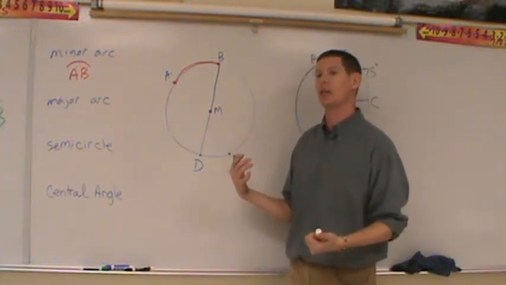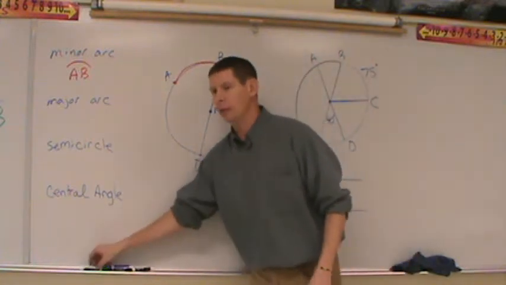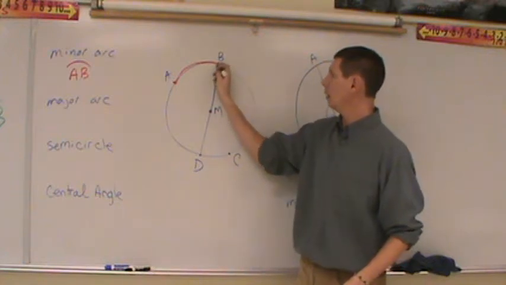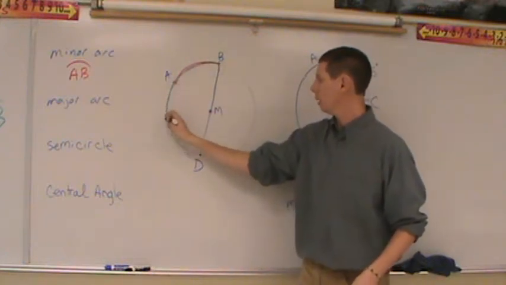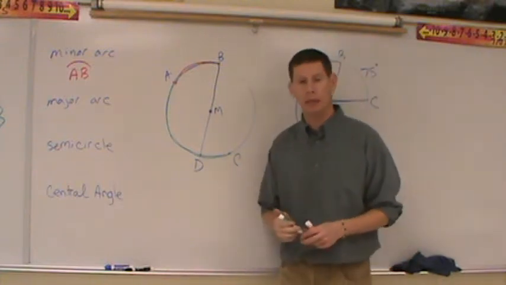But what a major arc really is, and you probably guessed it, it's an arc that's more than half the circle. So, if we're looking at the circle, and we want to go from B all the way to C, following this green path here, that would be an example of a major arc.